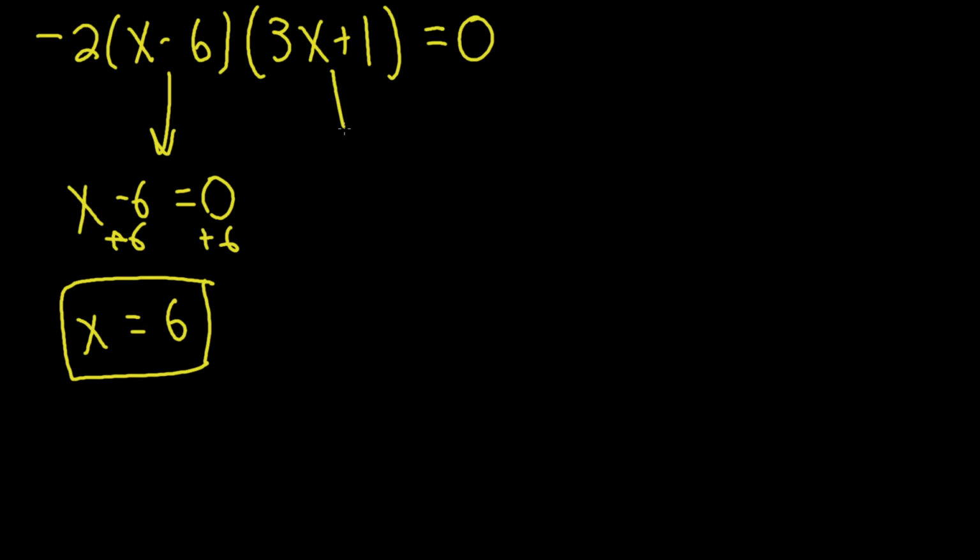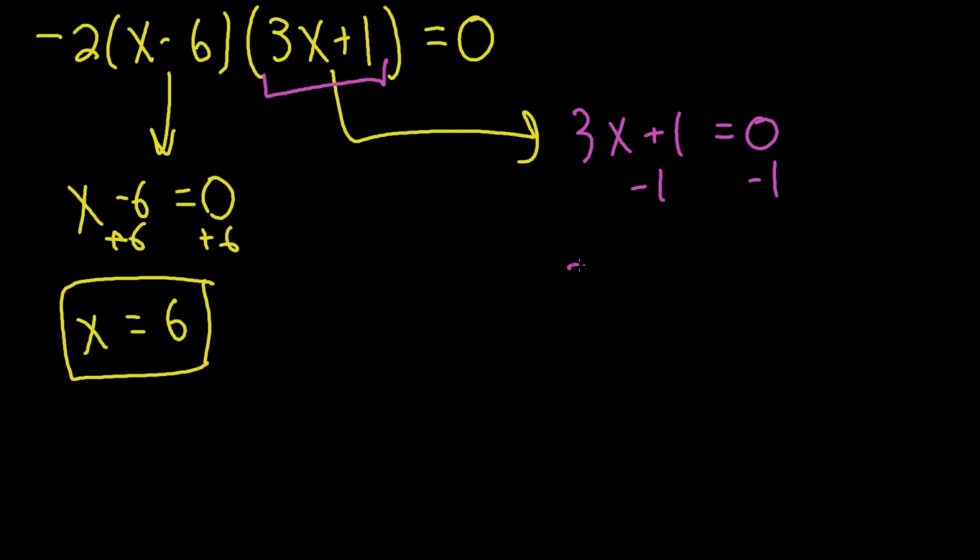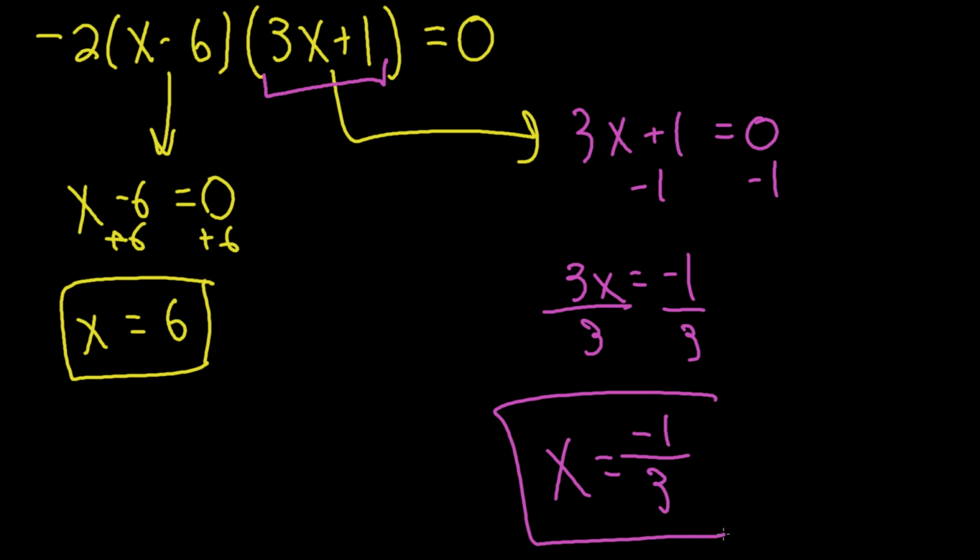Same thing over here, and maybe we'll do that in purple. Set 3x plus 1 equal to 0. Remember, we're just taking what's in our parenthesis and solving it like its own separate equation. So I'm going to subtract 1 on both sides to get 3x equals negative 1. Divide by 3 on both sides, and I get x equals negative 1 over 3. These are my two solutions, and I am done.